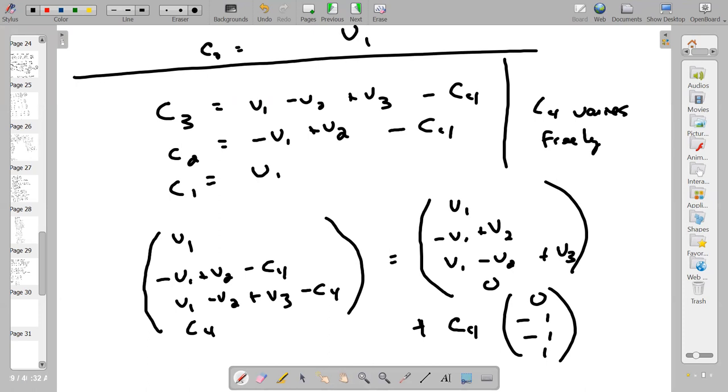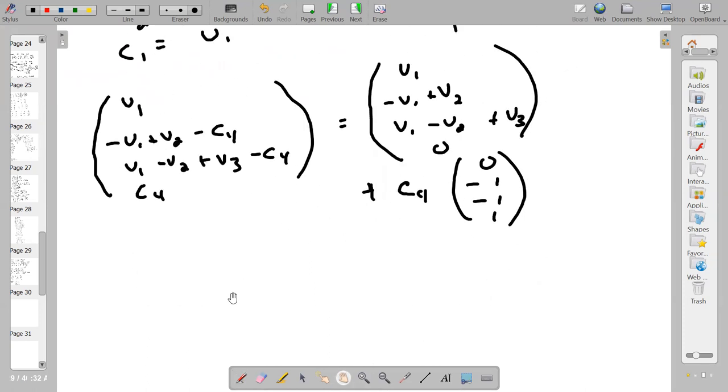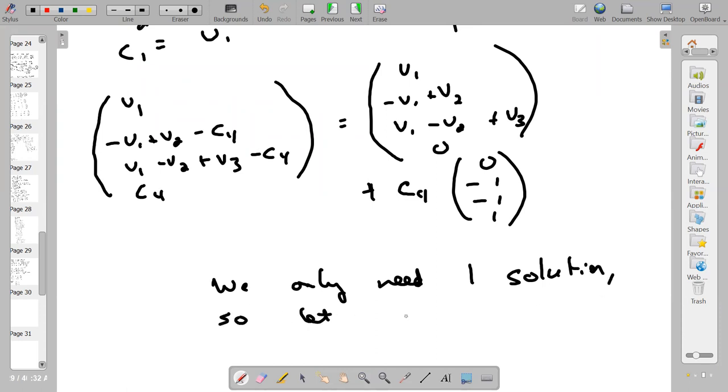And so when you're thinking about the space of solutions to the equation that we're talking about, it's pretty large. We only need one solution, not all of them. So let C4 be zero, and that picks out that vector right there. So we're letting C1 be V1, we're letting C2 be minus V1 plus V2. Finally, we're letting C3 be V1 minus V2 plus V3. We're letting C4 be zero. And those values of C define the linear combination.